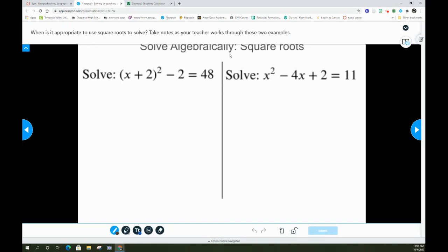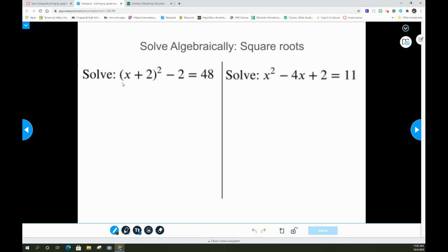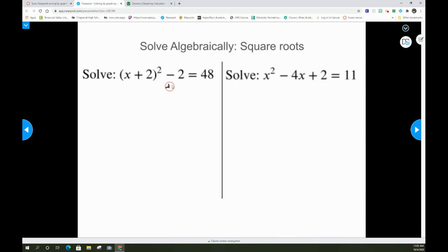Now this is a very important slide. We're going to talk about solving by square roots and when it's possible to use this technique. Looking at this first one, if I wanted to solve for x, there's only one x in this problem, so I just want to isolate that x. I'm going to add 2 to both sides. Now I have (x + 2)^2 = 50. Now I need to do the inverse of squaring, which is square rooting, so I'm going to square root both sides.